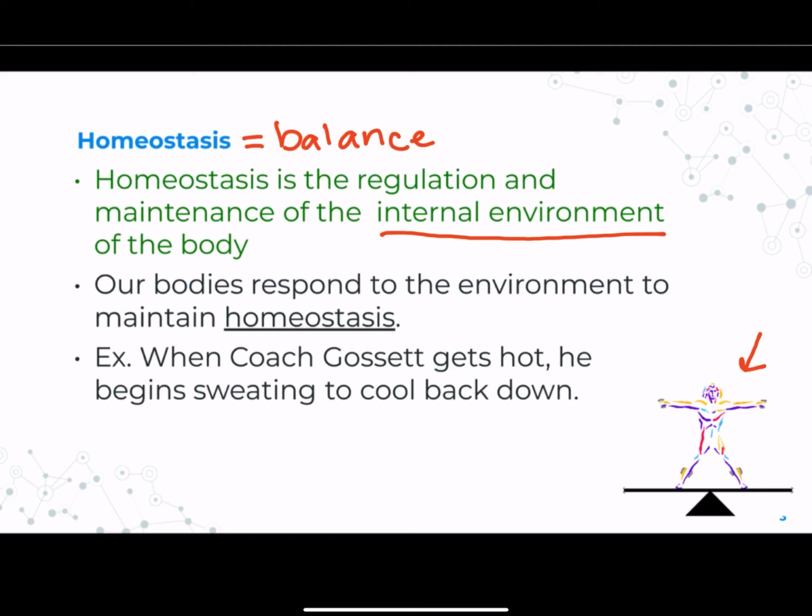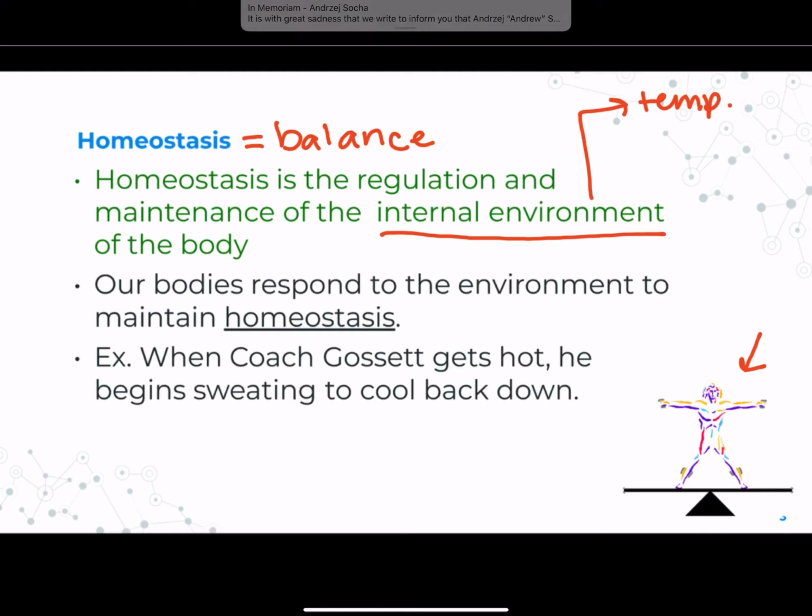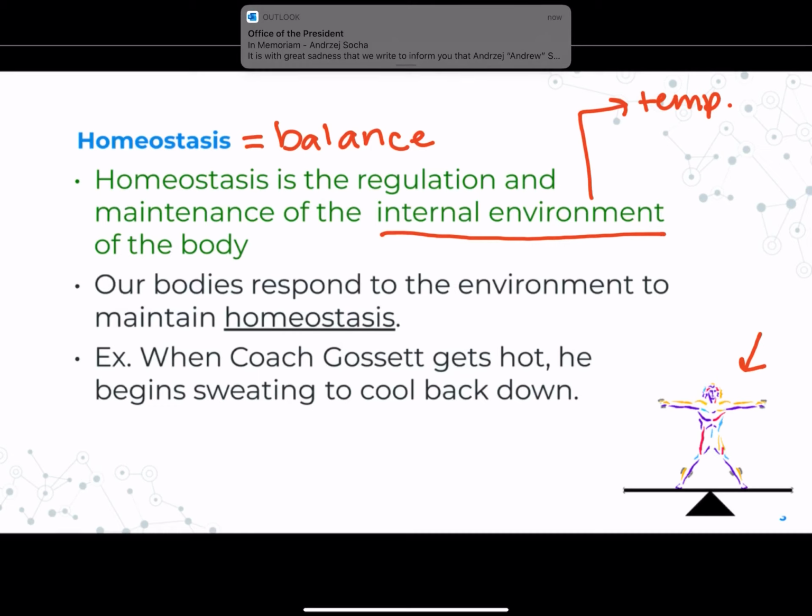But I give you one example down here. Your internal environment could mean your inside temperature, which is kind of my example. It says when Coach Gossett gets hot, he's going to begin sweating to cool back down.